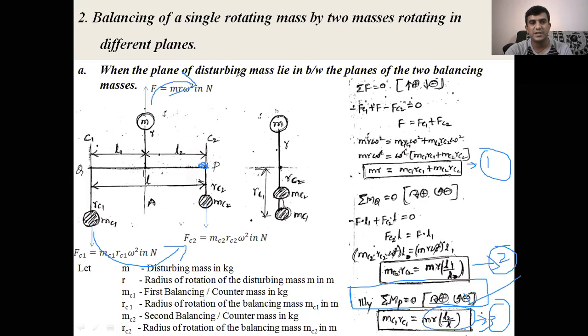This is the first case, in that balancing of single rotating mass by two masses rotating in two different planes. In that first case, the disturbing mass should lie in between the two counter masses or balancing masses. Okay.